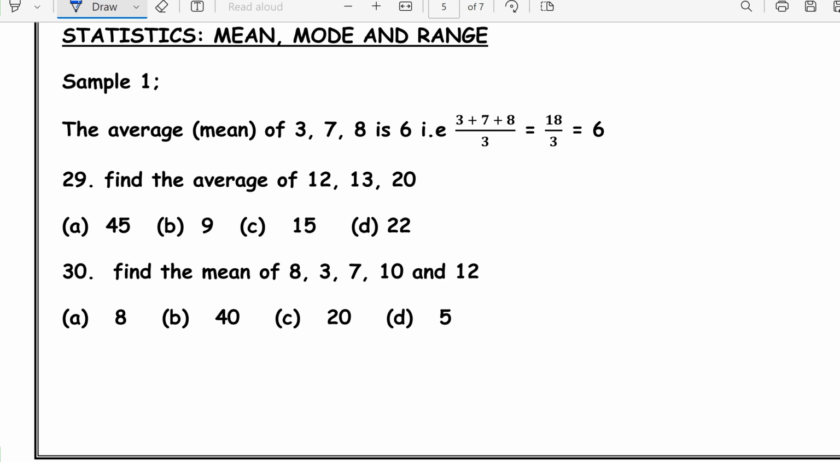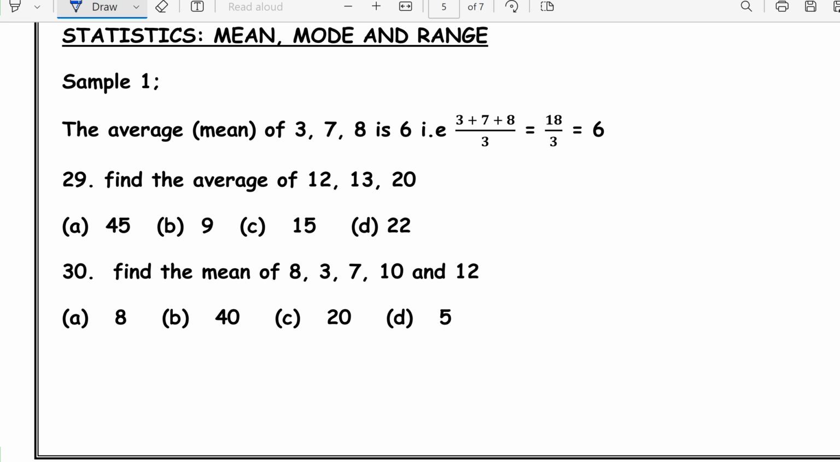Now let's quickly look at statistics that has to do with mean, mode, median, and range. Now, how do you find mean? You get mean by adding all the numbers that you have and you now count how many numbers you have.